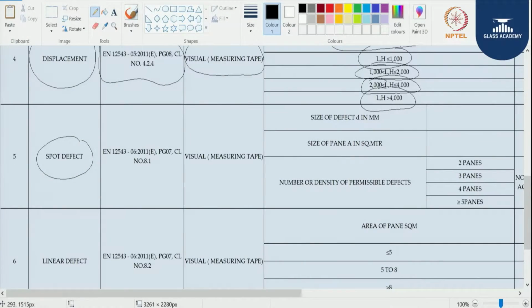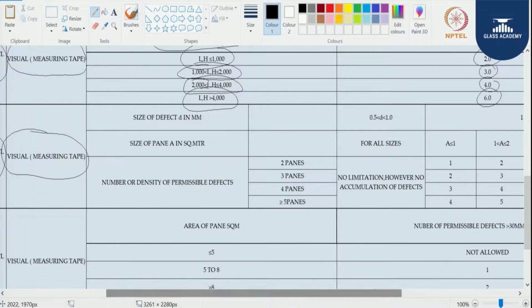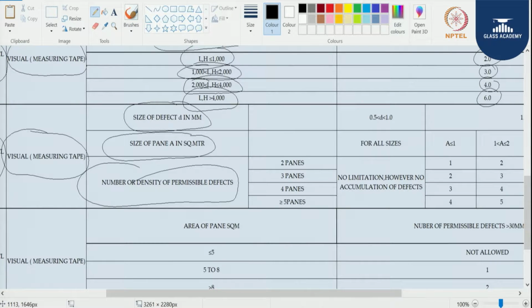Now let us understand the spot defects, and the standard we follow is EN 12543. These spot defects also we will check visually or with a measuring tape. Here we need to understand the size of the defect. What is the size of the defect? First we need to understand the size of the pane, and the number or density of the permissible defect. So here we need to consider three parameters.